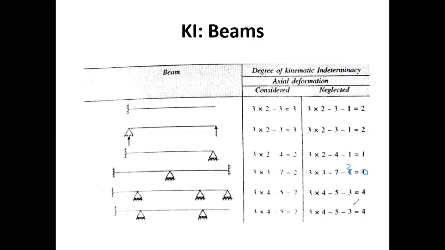If axial deformation is neglected, then the members will be subtracted from this equation. The number of members is 1, 2, and 3, so it is minus 3. That becomes equal to 4.